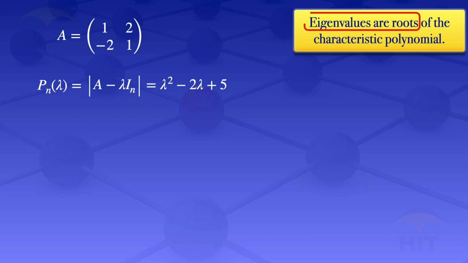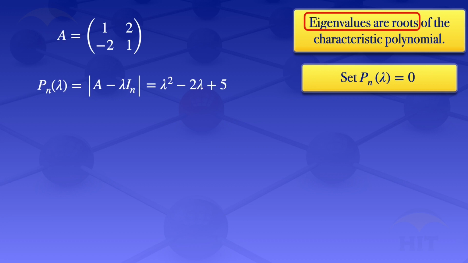Eigenvalues are roots of the characteristic polynomial. To get the roots of the polynomial Pn of lambda there, we have to set Pn of lambda equal to 0. When we do that, we have lambda squared minus 2 lambda plus 5 is equal to 0. So to find the roots of this polynomial now, what we can try to do is check if it has any factors. In this case, we are looking for two numbers which, when you multiply them, give us a 5, and when we add them, give us a minus 2. We can't find such numbers, so we can try to use the quadratic formula.